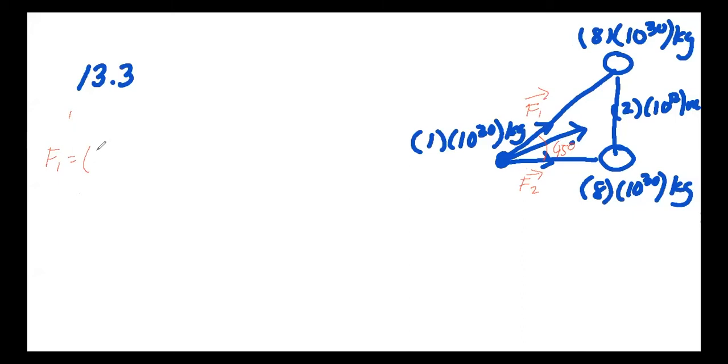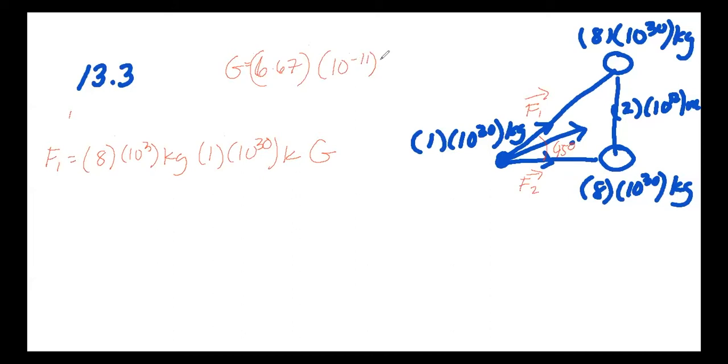F1 is going to be between the 8 kilogram and that little guy. So we've got 8 times 10 to the 30 kg times 1 times 10 to the 30 kg. I'm going to just go ahead and write G, and by the way, G is equal to 6.67 times 10 to the negative 11 newton meters squared over kilogram squared. You should probably memorize this. It's a good value to memorize, kind of like 9.8. It's not that hard.